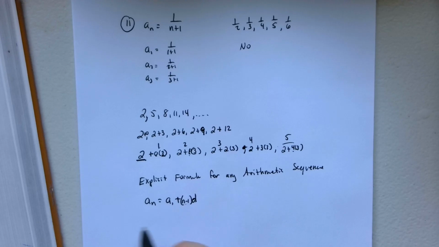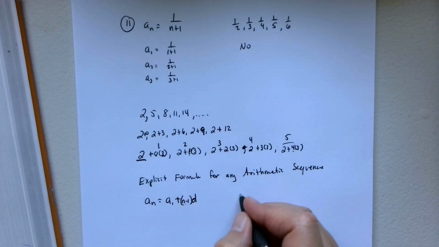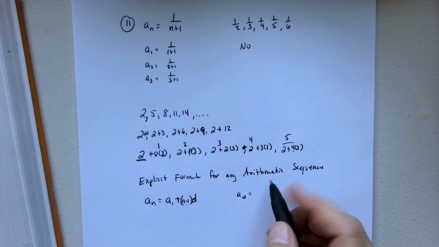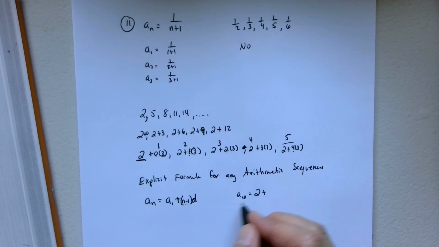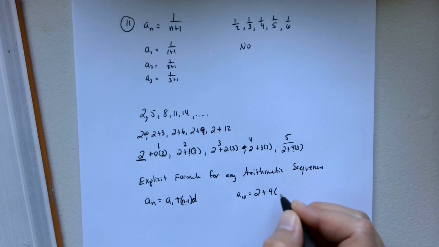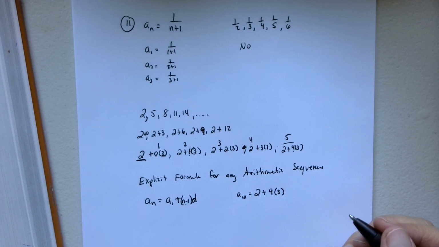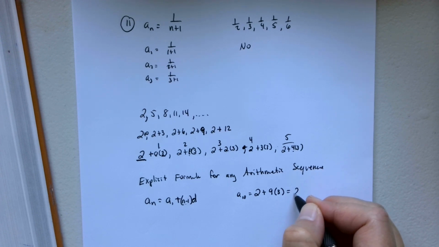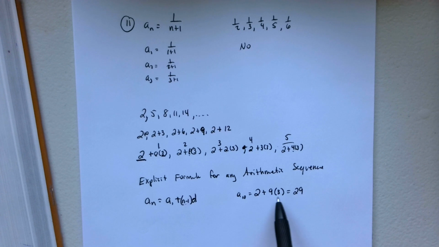So that being said, if they would ask us for the 10th term in this sequence, we would start with our first term, which is 2. And if we want the 10th term, we would have multiplied 3 by 9 to get 27, plus 2 more is 29. So we would have started with 2, and then we would have added 3 nine times to get to that 10th term, which is 29.